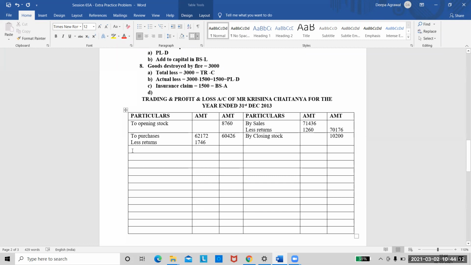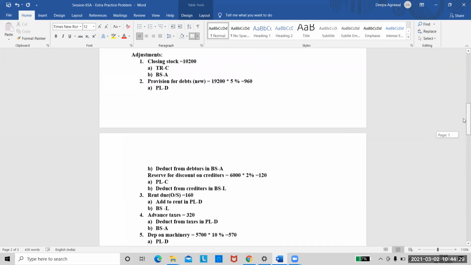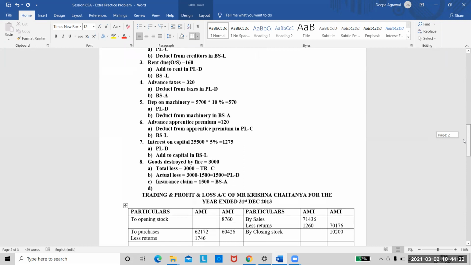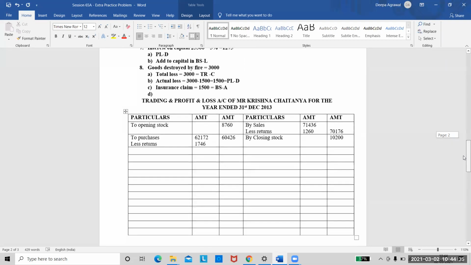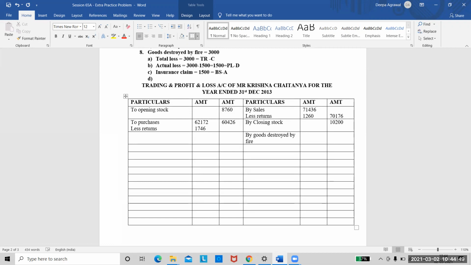Okay. So now we will look at our trial balance. We have taken the first four entries. Wherever we have written trading account, do we have anything in the trial balance? I don't see anything. No, right? So let us look at the adjustments. See the adjustments wherever we have written trading account. Only the last adjustment, right? So take the last adjustment. By goods destroyed by fire on the credit side, 3,000. That's it. We don't have anything else.